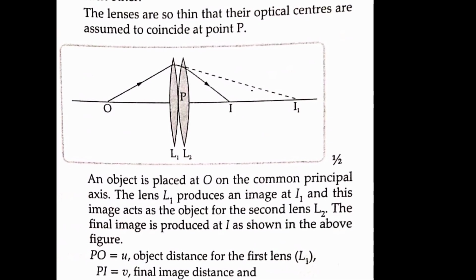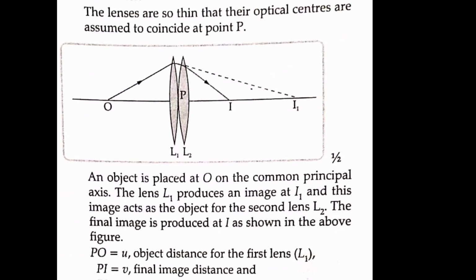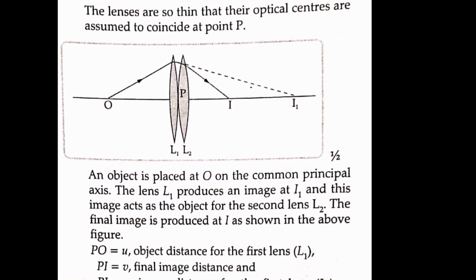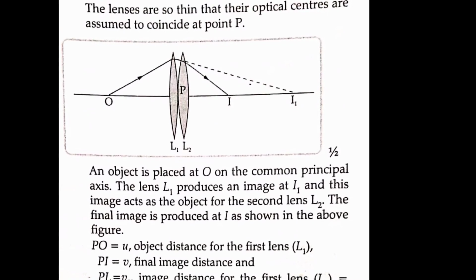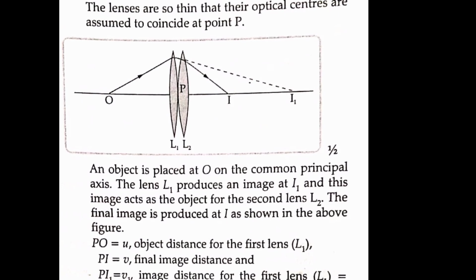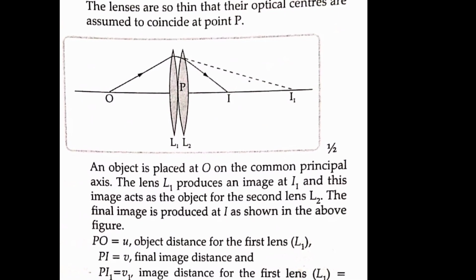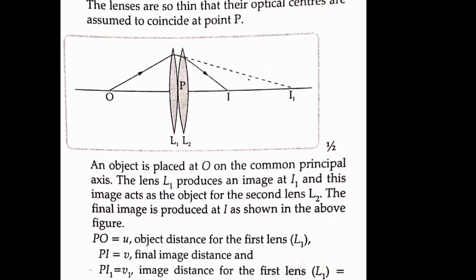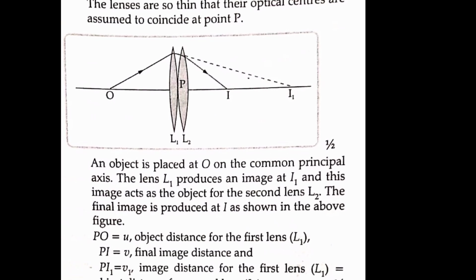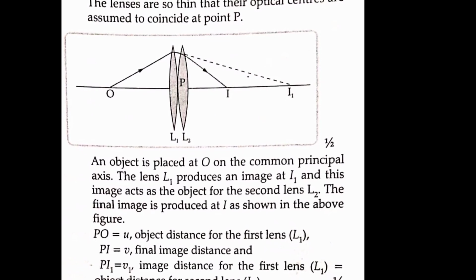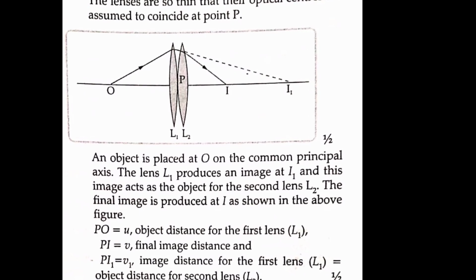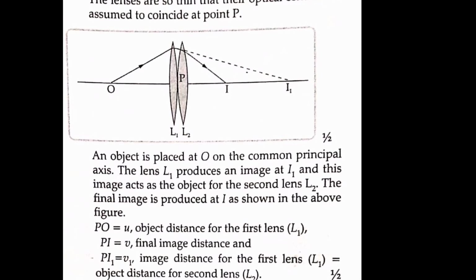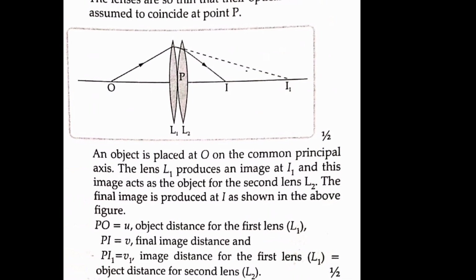Clear? The distance between the object and the lens, that is O and L1, can be taken as U, the object distance, and the image distance for the first lens, that is L1 to I1, can be taken as V1. So that is the image distance for the first lens. In that case, we assumed that L2 is absent. But if we place L2 there, what will happen?